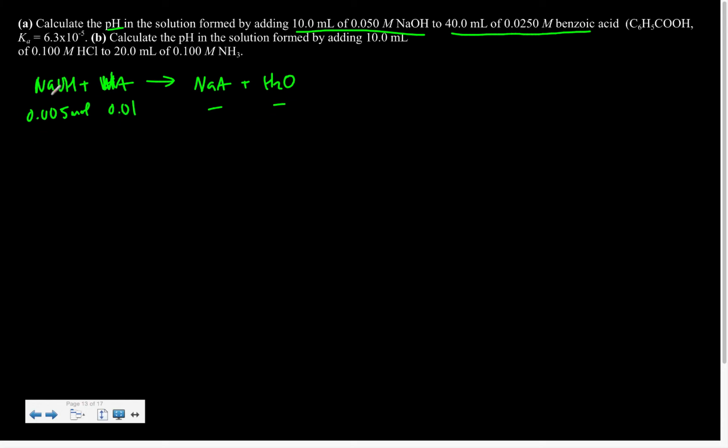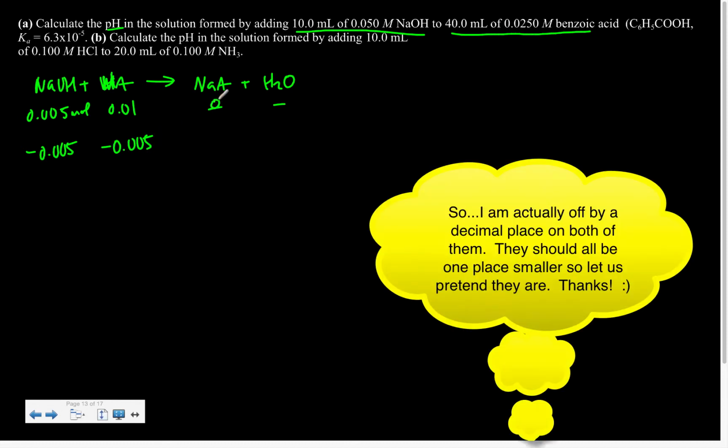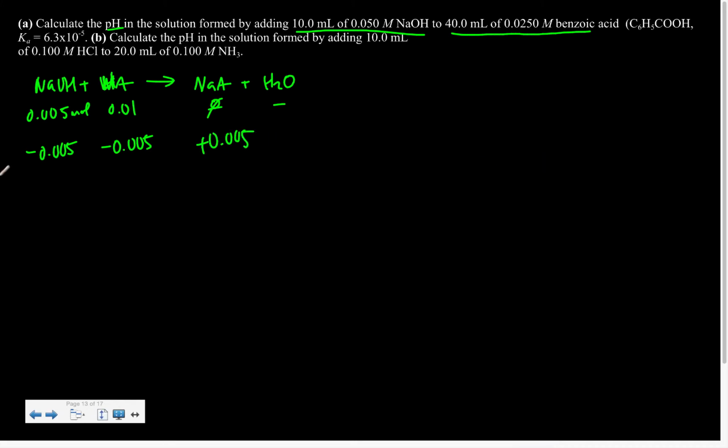Which means that this is going to react completely. Yes, strong species react completely. Which means that we're going to lose 0.005 of this, and we're going to lose 0.005 of this. I should have said 0, right? And we're going to gain 0.005 of this, which means that this is going to be 0, and this is going to be 0.005, 0.005. Yes? Moles.